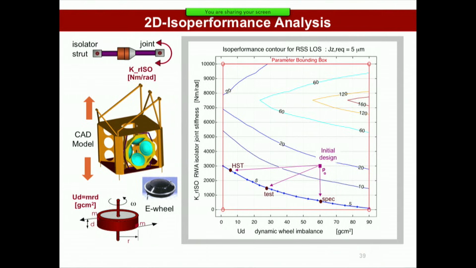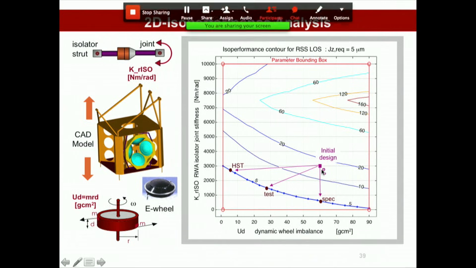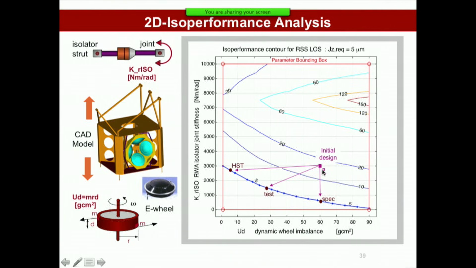And what you can see in this plot is that our initial design, this is based on a simulation, does not satisfy the higher level requirement. In order to satisfy that, we need to go down to this blue line labeled with 5 here, right? 5 microns of pointing precision. And what you can see is that there are different ways to achieve that 5 microns. We could go over here. This is labeled as HST. That's what the Hubble Space Telescope did. The Hubble Space Telescope basically went for ultra, ultra, ultra quiet reaction wheels. Very, very low dynamic imbalance.